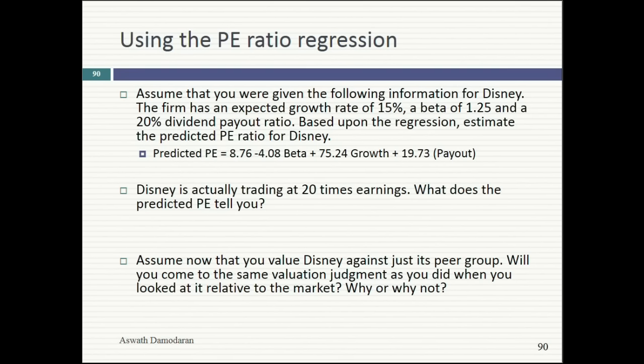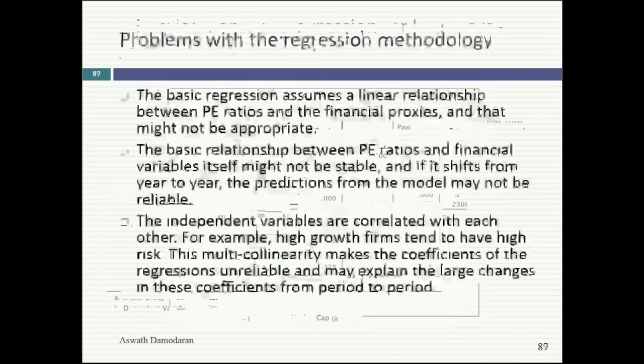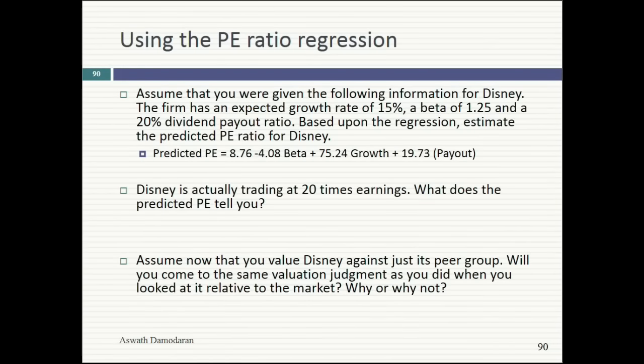I can plug the numbers for your company into this market regression. So as an example, let's assume that I've got this market regression and I'm trying to price Disney. And Disney has an expected growth rate of 15%, and that comes from the same database from which I got the rest of the companies. So I've got to stay consistent. A payout ratio of 20% and a beta of 1.25. I'm going to plug those numbers in. So if you look at the regression from 2 days ago, there's the coefficient. So basically, I took the regression and plugged in the numbers for Disney into that regression.